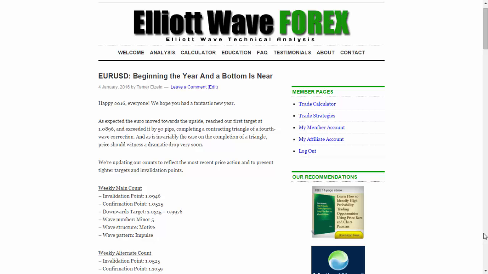As expected, the Euro moved toward the upside, reached our first target at 1.0896 and exceeded it by 50 pips, completing a contracting triangle of a fourth wave correction. And as is invariably the case on the completion of a triangle, price should witness a dramatic drop very soon. We're updating our accounts to reflect the most recent price action and to present tighter targets and invalidation points.